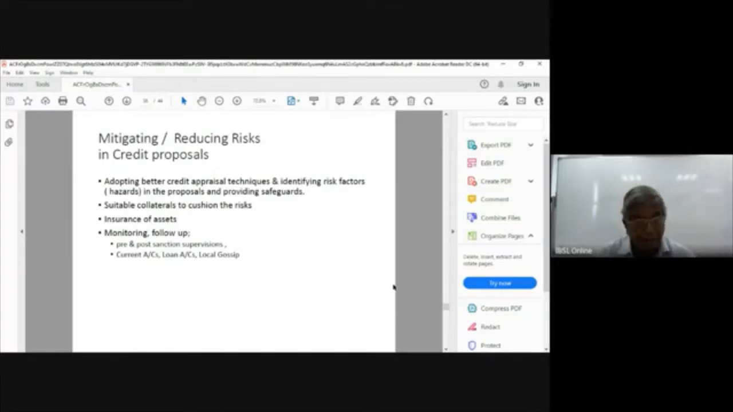When the credit risk is high, you have to strengthen the monitoring and follow-up. That can be pre and post sanction supervision, that is, prior to the approval and after the approval. Check the current account and loan account periodically, and sometimes local gossip may indicate certain things about the company's financial position, or any misunderstanding among the company people. So all those things you have to consider, mitigating and reducing the risk in a credit proposal.